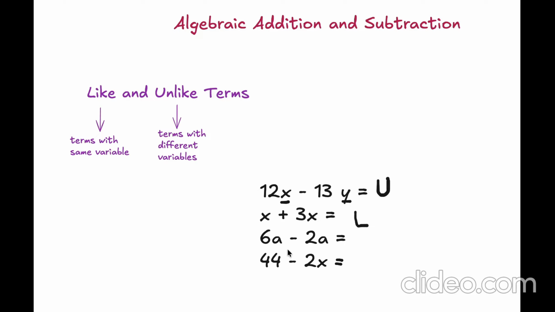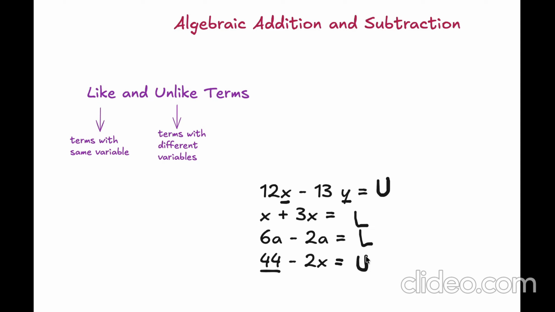Next one, 6a, 2a, same variable, like terms. Next one, 44 and 2x. 44 has no variable, so it's a constant. 2x has a variable, which is x, but they're not the same variable. One has no variable, the other has x, so it's still unlike terms.